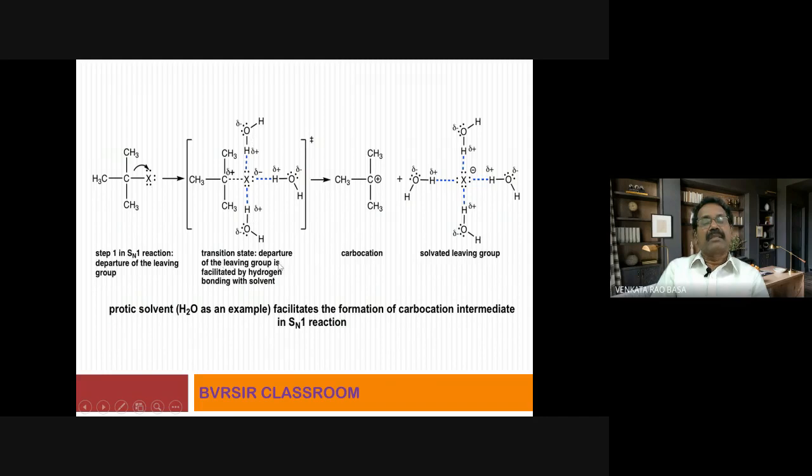Departure of the leaving group is facilitated by hydrogen bonding with solvent. Here hydrogen bonding is formed. This is called solvation. Finally, carbocation is formed. Solvated leaving group. This is the X minus. X minus is surrounded by several water molecules like this. Okay. So what is the use of this polar protic solvent? It removes the leaving group easily. That's why this polar protic solvent is more favorable for SN1 mechanisms. So polar protic solvent, H2O as an example, facilitates the formation of carbocation intermediate in SN1 reaction.